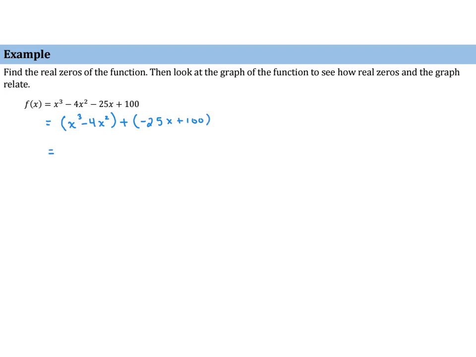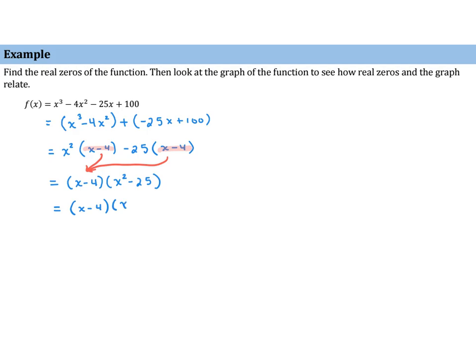Out of the first grouping, we can factor out an x squared, and we are left with x minus 4. Out of the second grouping, we can factor out a negative 25, and again we are left with x minus 4. From this, we have x minus 4 that's common to both, and we are left with x squared minus 25 whenever we factor out x minus 4. So x minus 4 is getting factored out as a common factor. Now we can factor further, because x squared minus 25 is the difference of squares.